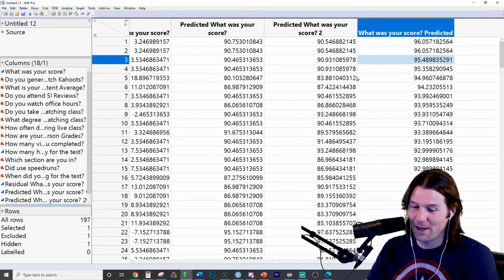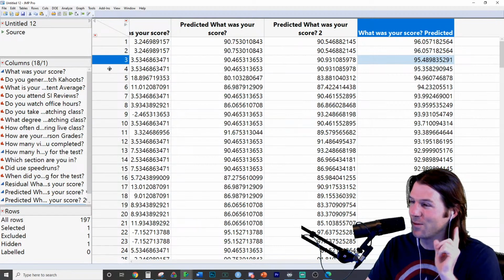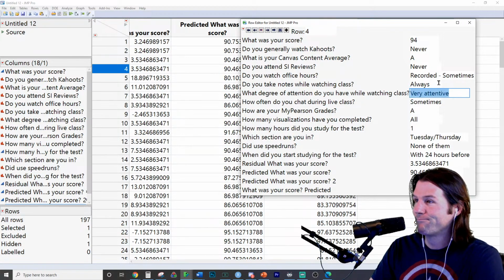Kirsten, since you asked, I'm going to show the notes, and I'm just going to show this fourth person right here because I would not be shocked if this fourth person is very attentive and takes notes during class. Watch for it. You ready? Very attentive. And do you take notes while watching class? Always. Not shocked.